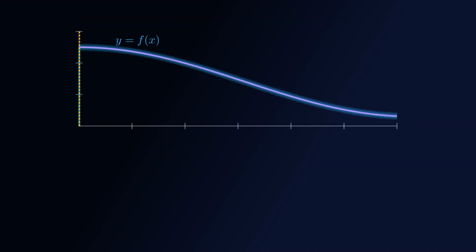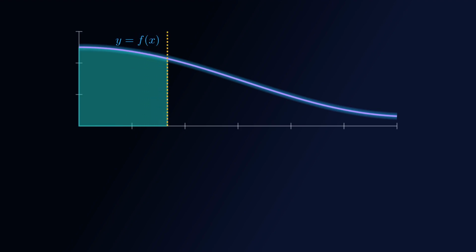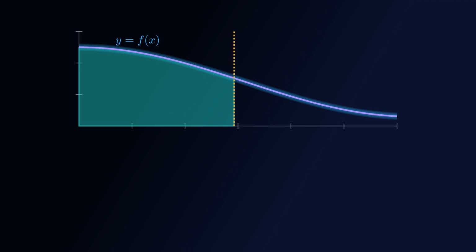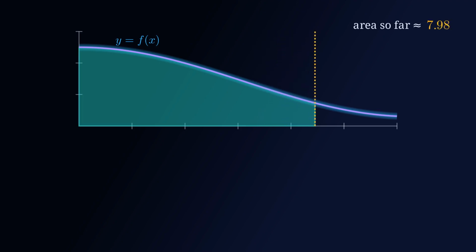The key trick is to stop treating the area as one fixed number and instead let it grow. Imagine a vertical line standing on the axis, and slide it slowly from left to right. Everything to the left of that line, underneath the curve, gets painted in as we go. At every position of that sweeping line, there's a specific amount of area painted so far. When the line is near the start, only a sliver is filled. As the line moves right, more and more area accumulates behind it.